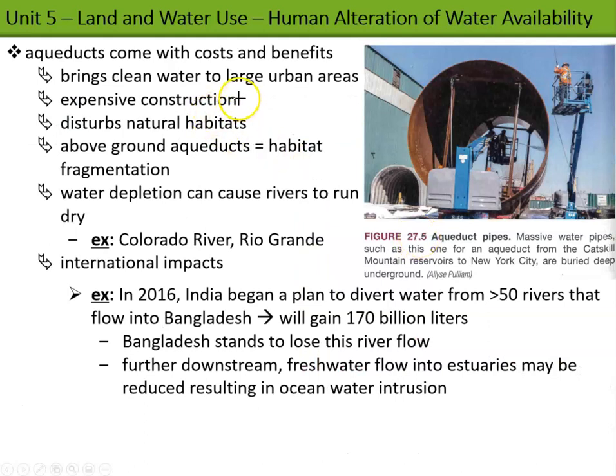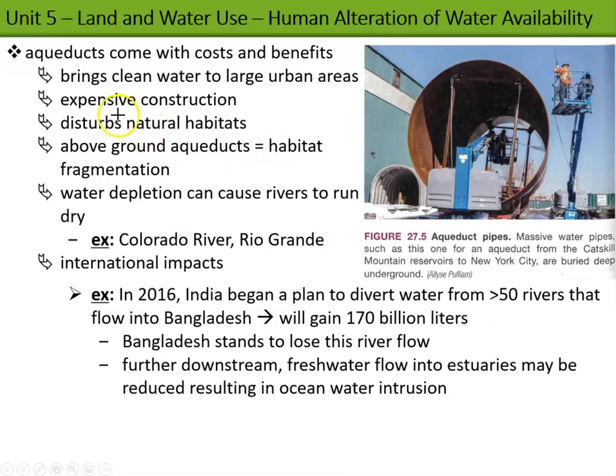Now, aqueducts, I keep trying to say aquifer. Aqueducts come with costs and benefits. So they're very beneficial in the fact that they are bringing fresh, clean water to large urban areas, where people live, and it's important for people to have good access to fresh, clean water. And so that is a tremendous benefit that aqueducts have.